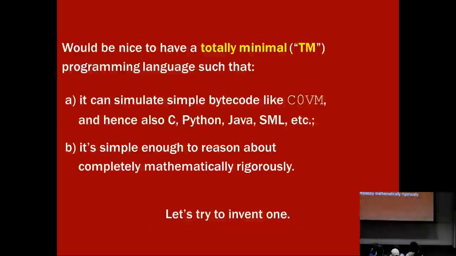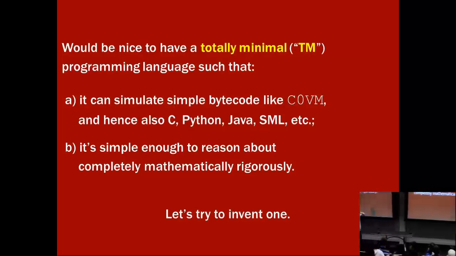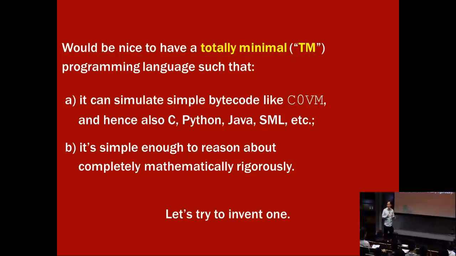So it'd be nice to have some kind of really totally minimal programming language, even way more basic and stripped down than assembly language. Let's delete even more features from the C0VM, make it as simple as possible. So you might want to imagine some totally minimal or TM programming language that should still be powerful enough that we can argue that it can simulate bytecode or assembly language, because then we would know it could also simulate C and Python and kind of any natural programming language. But it's hopefully also simple enough that we can reason about it completely, mathematically, rigorously. Okay, so that's what we want to do. So let's try to invent one.